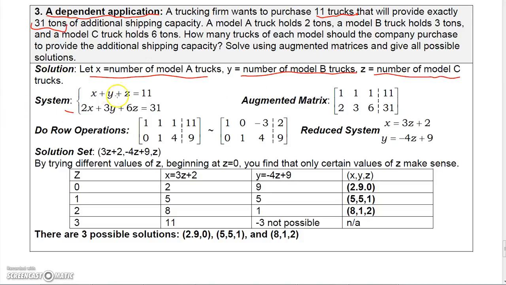Well, we only have 2 conditions here. We have to have 11 trucks total, so x plus y plus z must be 11, and we have to have 31 tons of additional shipping capacity. And since each Model A truck carries 2 tons, each Model B truck carries 3 tons, and each Model C truck carries 6 tons, then we can say 2x plus 3y plus 6z equals 31. So if we put this in an augmented matrix, it looks like this.